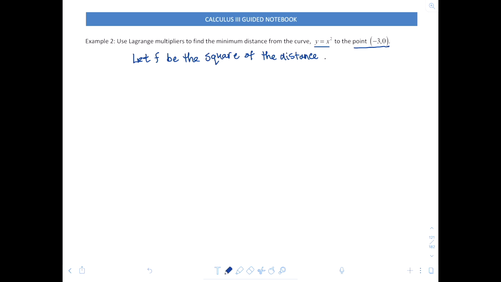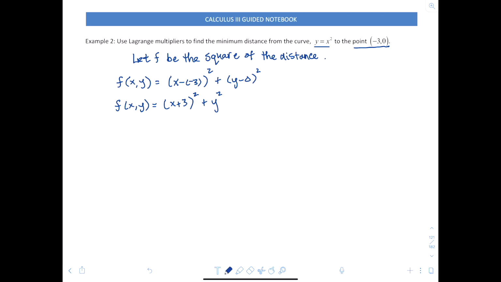So f of x and y is going to equal, well, we're working with the point -3, 0, right? So we'd have x minus -3 using our distance formula, quantity squared, plus y minus 0 quantity squared. So f of x and y is equal to x plus 3 squared plus y squared. And at the end of the day, we're going to have to square root whatever function value we get.